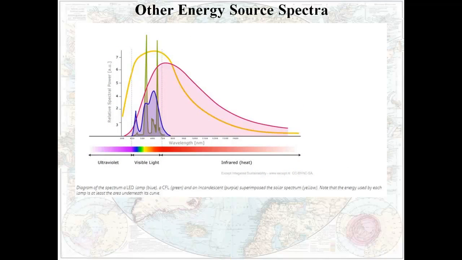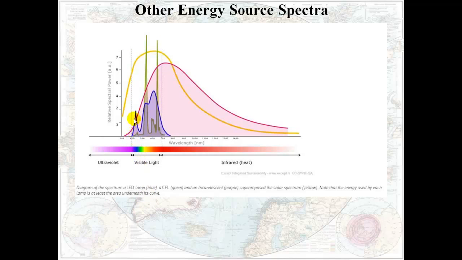As a last example, sometimes we think of everything as coming from the sun, and in this example the yellow is the curve that the sun is putting out, and these other curves are what human-made lights put out. The purple curve is an incandescent light, and you can see that the purple curve most closely resembles that of the sun. So an incandescent light is going to most closely resemble light from the sun. And then there are some other curves in here.